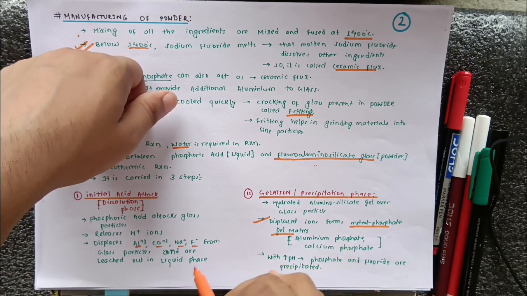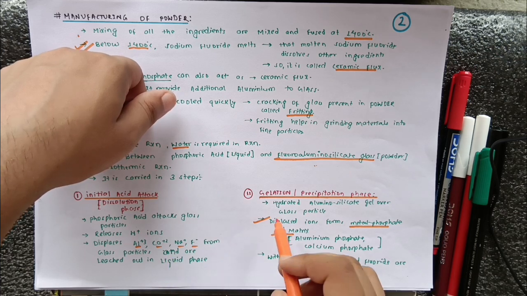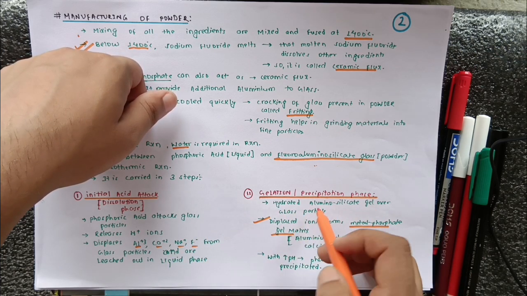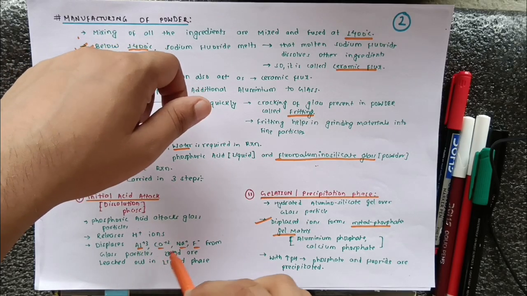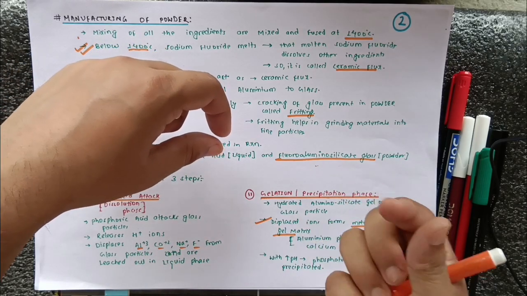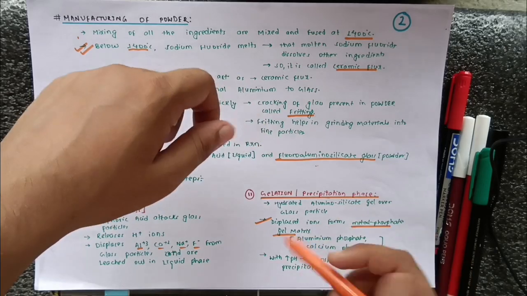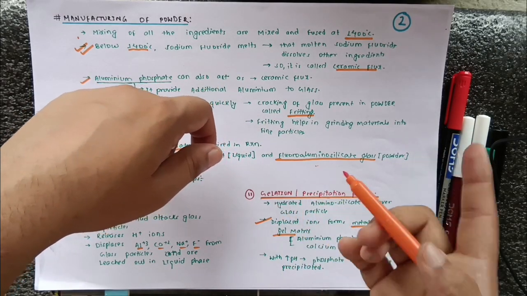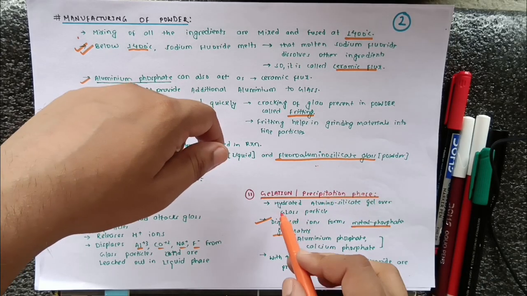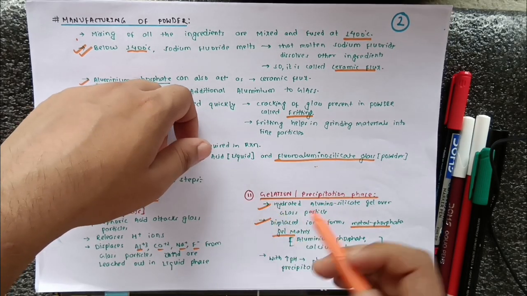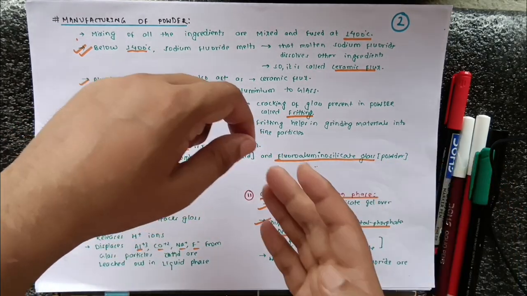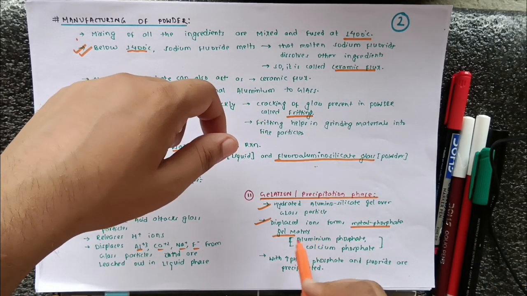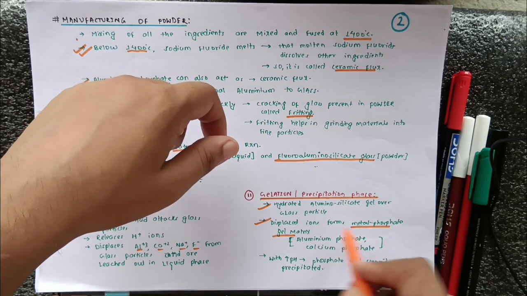Similarly, there is also a formation of hydrated aluminosilicate gel over the glass particle. When these ions are released out, over the unreacted glass particle there is a formation of a layer, that is hydrated aluminosilicate gel. I will discuss this in the structure of the set mass. Just remember, there is a formation of two things: hydrated aluminosilicate gel over the glass particle, and the metal phosphate gel matrix, which acts as a matrix-like structure.